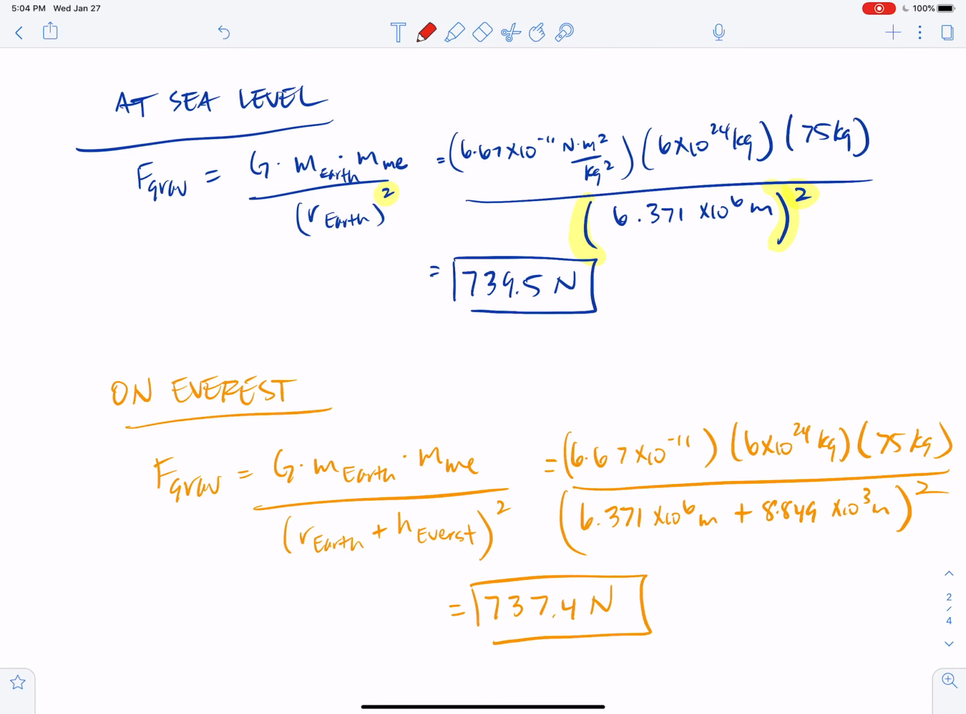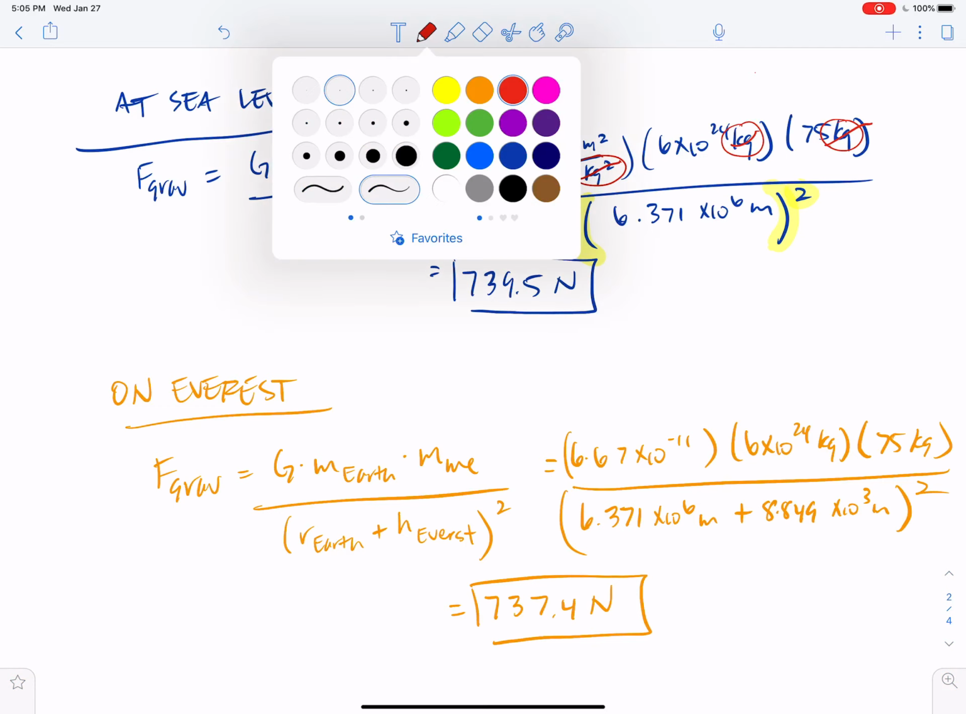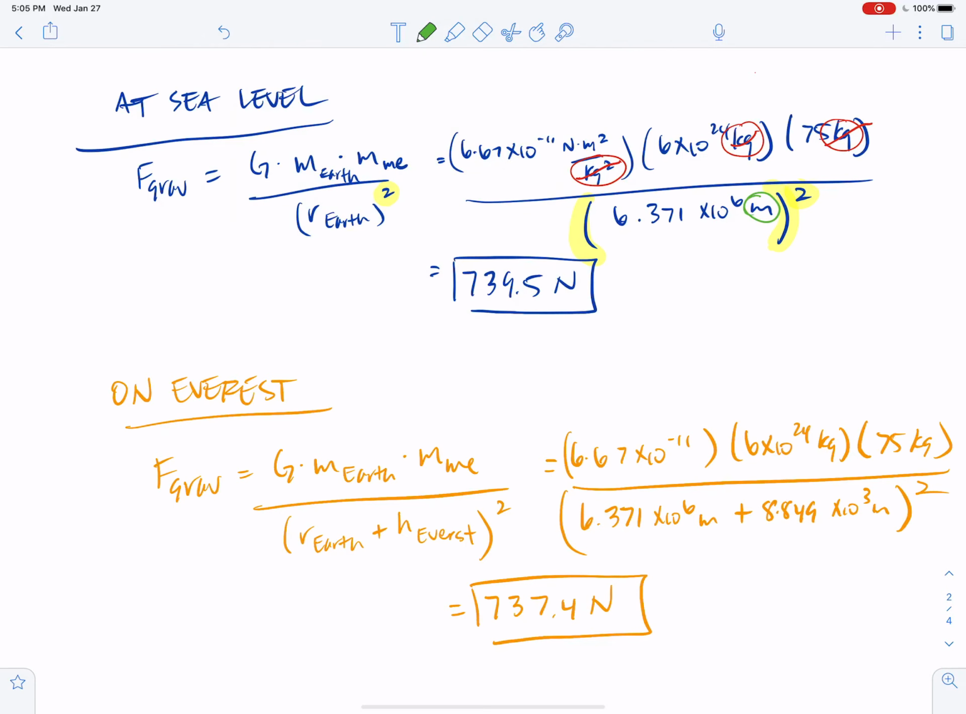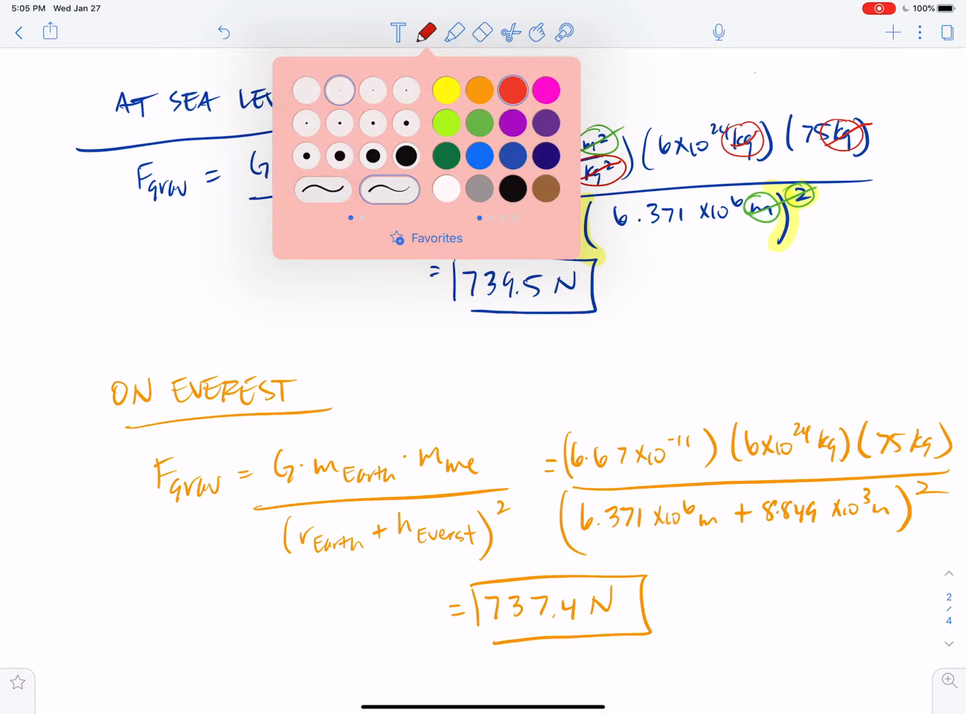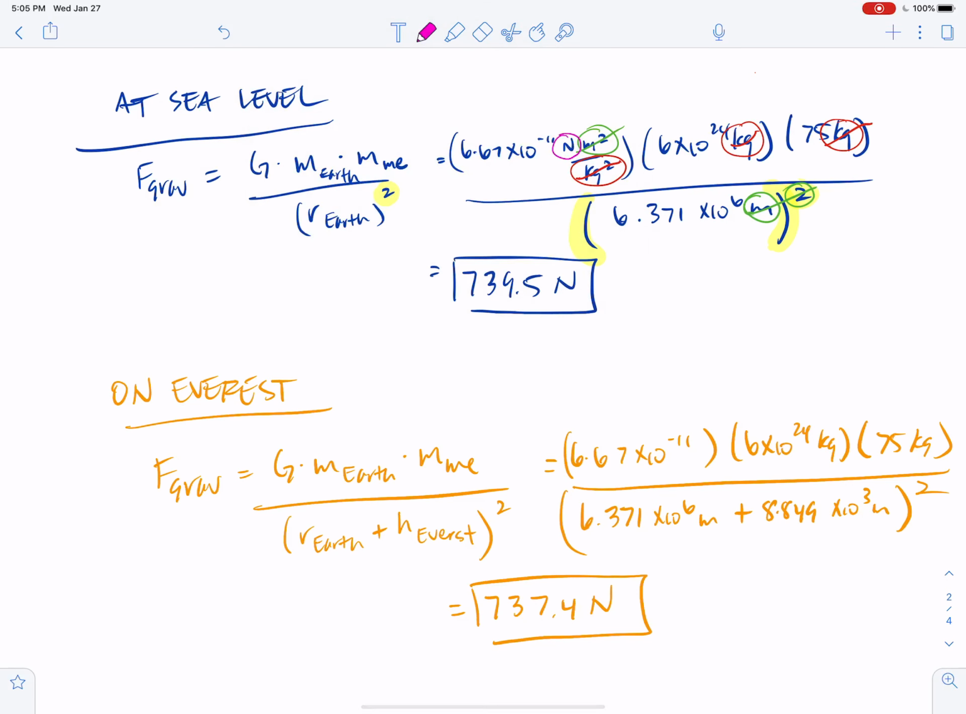Now, why are the units coming out as newtons? Well, let's take a look at the example above where I actually carried out the units more obviously. If you look in the numerator, you've got kilograms times kilograms, but then you have kilograms squared down here. So those cancel. And then if you look at the denominator, you have meters squared, and then you have meters squared here. So those cancel. And what is left uncanceled is newtons. Okay, so that's why the answer comes out in newtons.